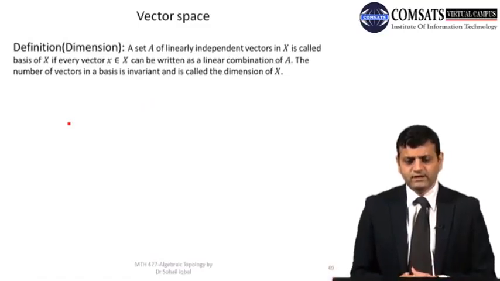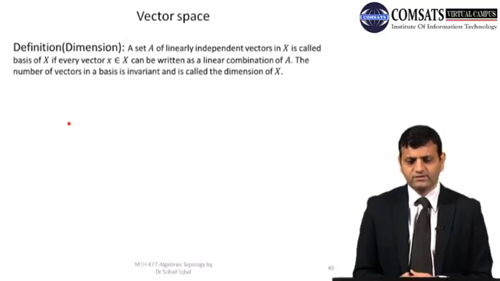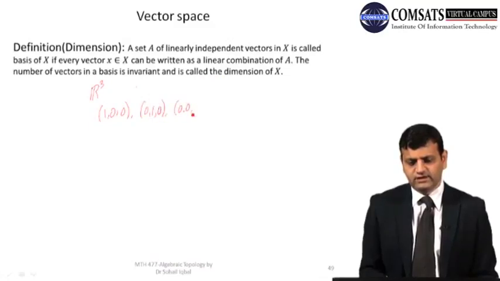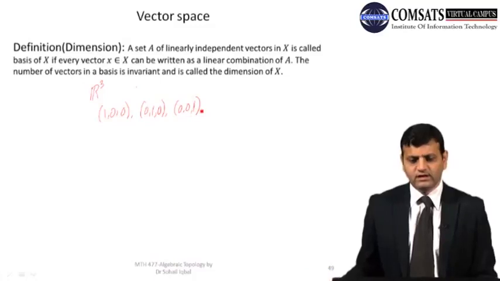A set of linearly independent vectors A is called a basis of X if every element of X can be written as a linear combination of A. The number of elements in a basis is invariant and is called the dimension of X. For example, if I take R3, then every element of R3 can be written as a linear combination of these three elements. So we can say that these three elements form a basis of R3, and since there are three elements, the dimension of R3 is 3.